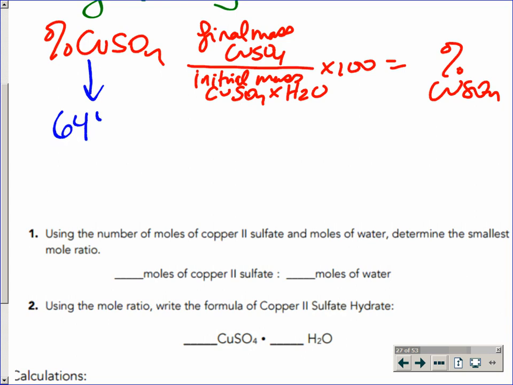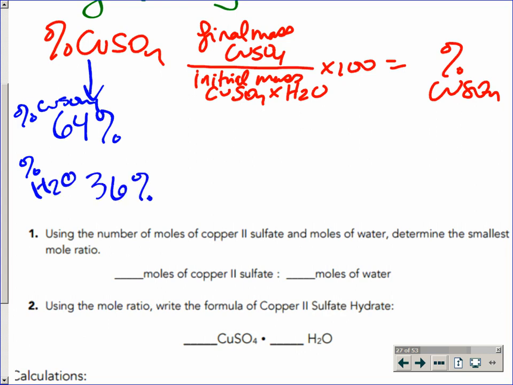Around 64%. Give me a thumbs up. Hand raise something that you got close to that. Looks like collectively we were able to get mostly there. So that's the percent copper 2 sulfate. Now, everybody, what should be the percent water, knowing that percents add up to 100? What should that be? Who got that mathematically? Awesome. So we have some consensus here.